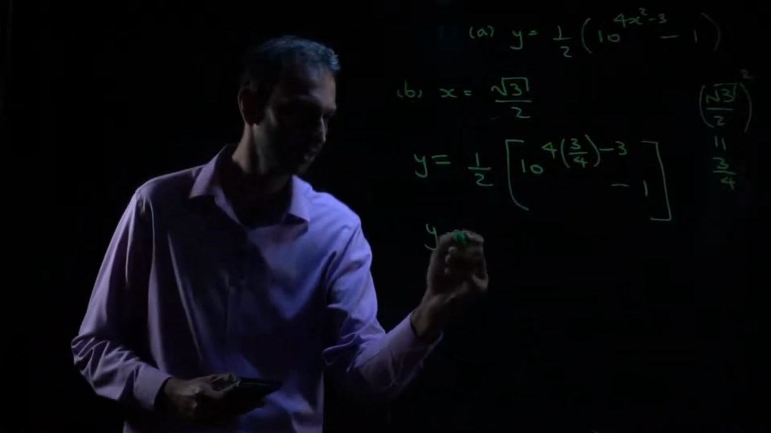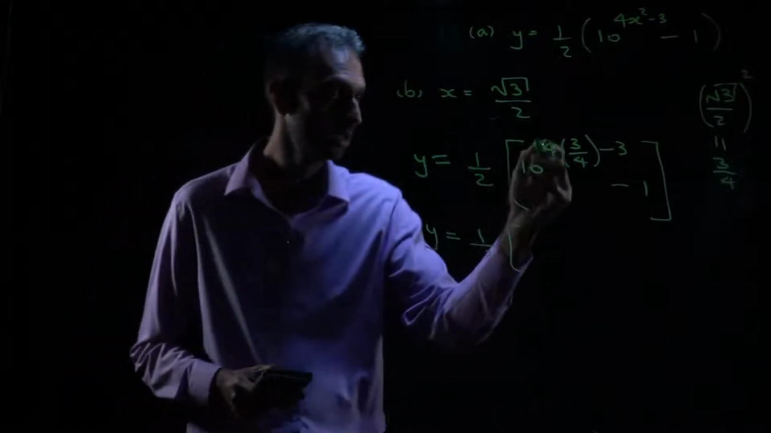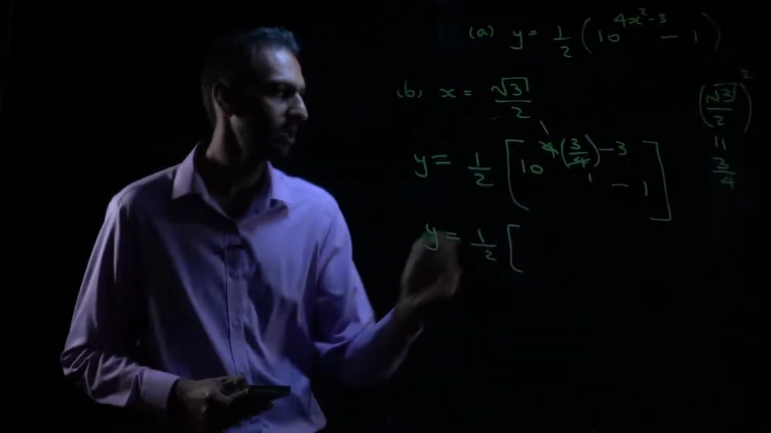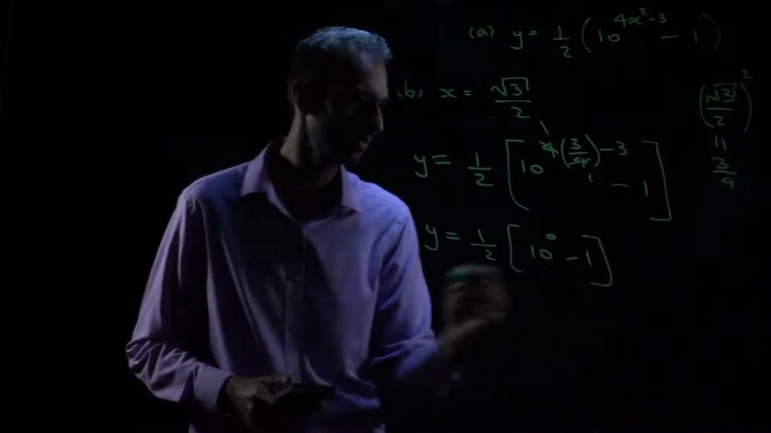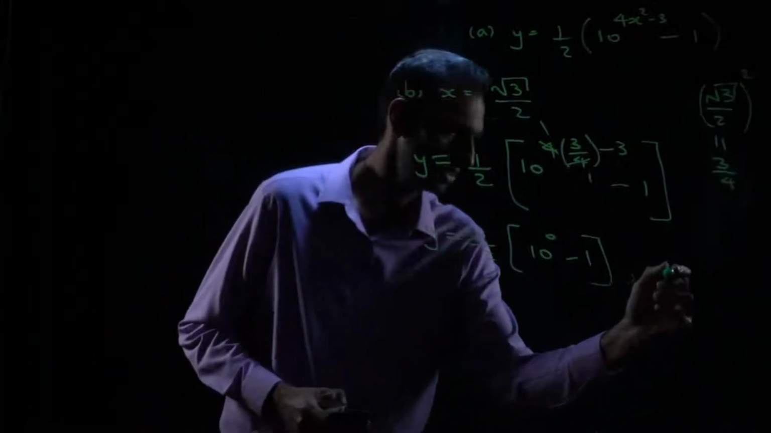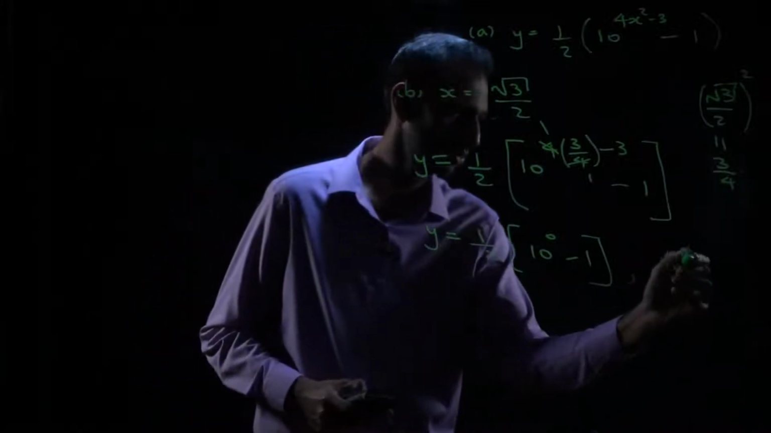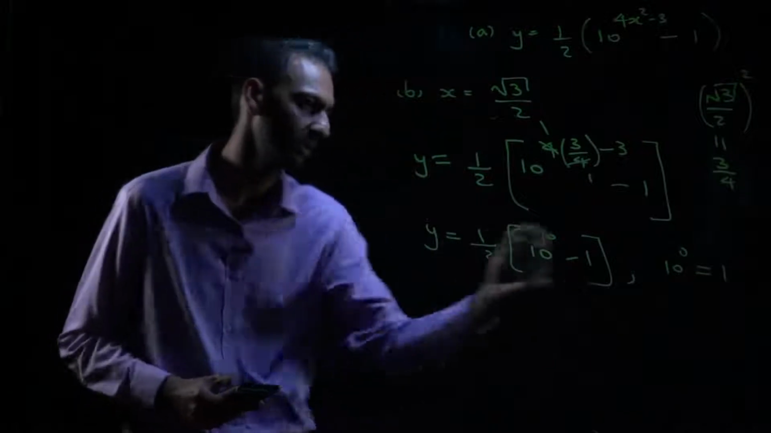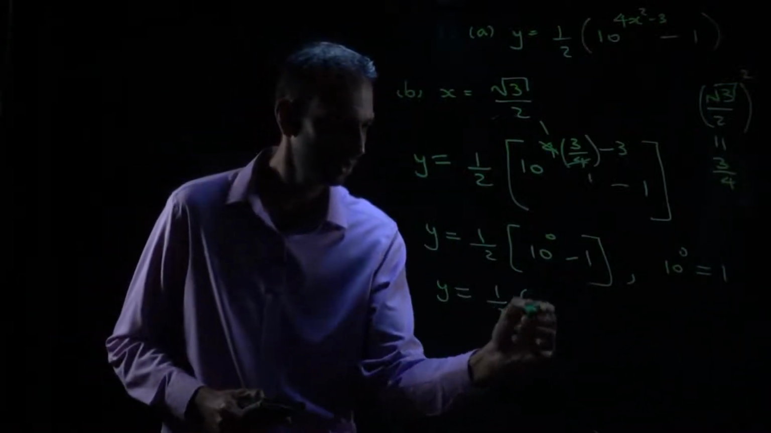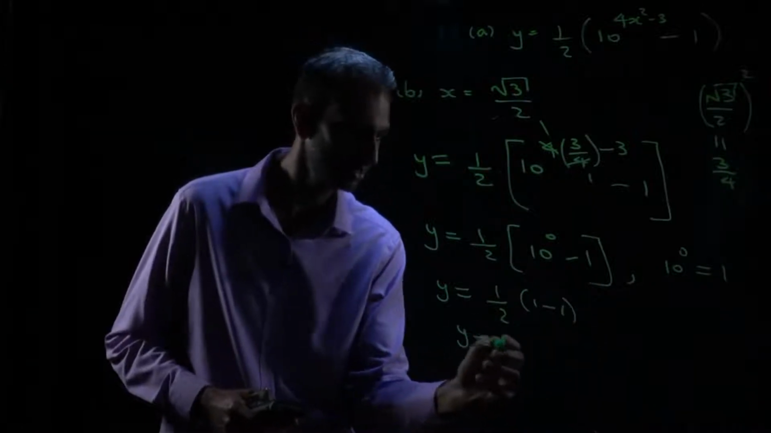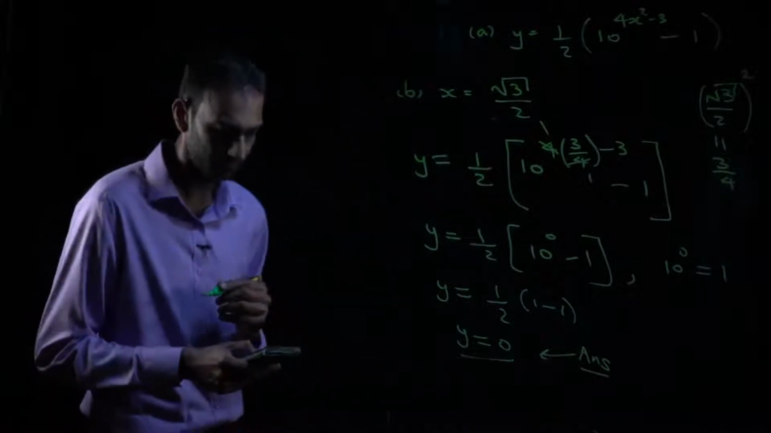So y is equal to half. Okay, now simple calculation. The 4 cross out. 3 minus 3 is 0. We are left with 10 to the power of 0 minus 1. Now, simple IGCSE maths, not even IGCSE, I would say grade 9 maths. 10 to the power of 0 is 1. So y is equal to half, 1 minus 1, so y is 0 for the first part of the problem.